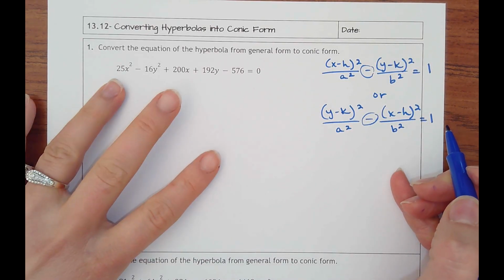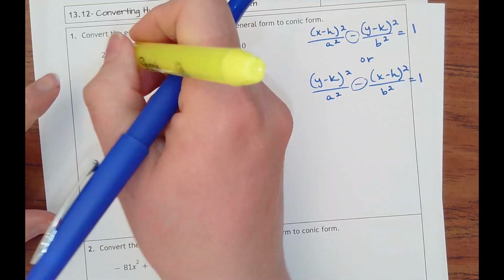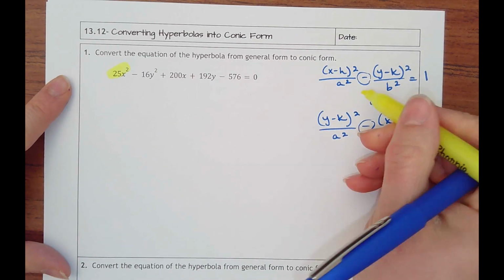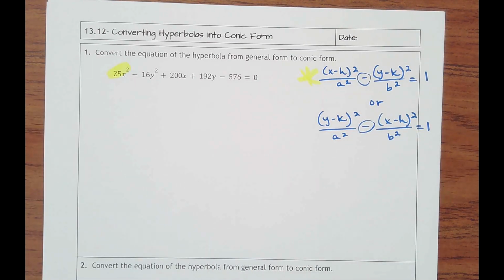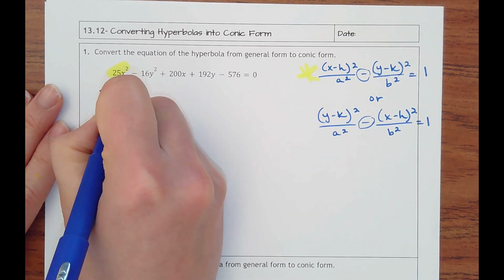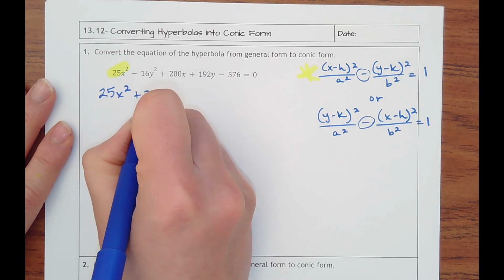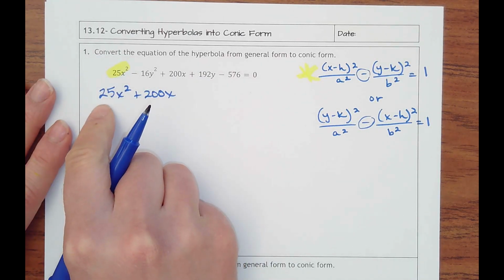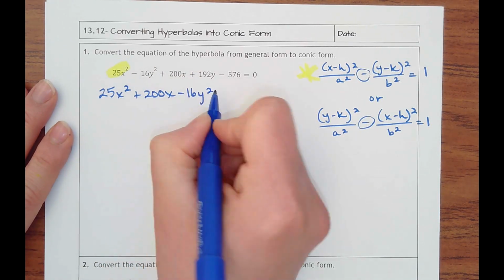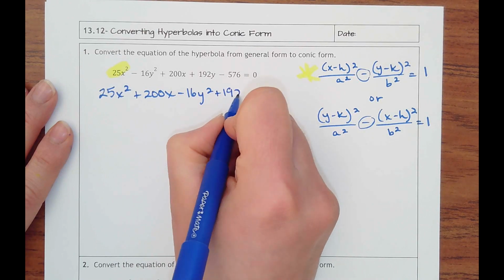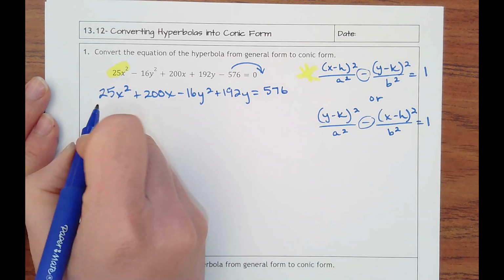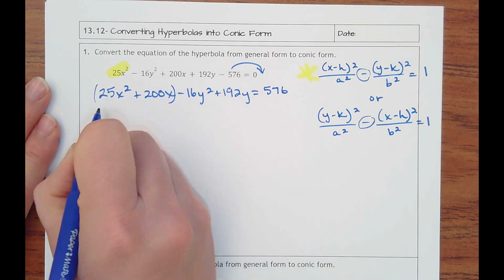In the first one, I see that the x squared term is positive, so I'll leave it coming first, and it'll end up looking like this first one. So I just want to rearrange the terms. I've got my 25x squared, then my plus 200x. I don't want to put plus blank yet. Remember, not until this becomes a 1. I'm just rearranging. Then I'll do my negative 16y squared, my plus 192y, and then always move the constant over, so that's positive 576. Then I want to factor out the 25.